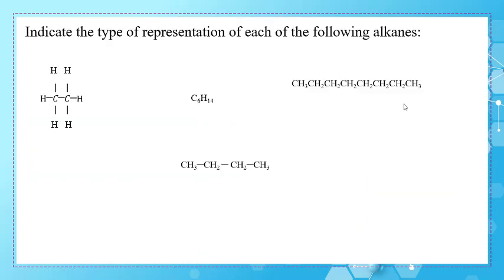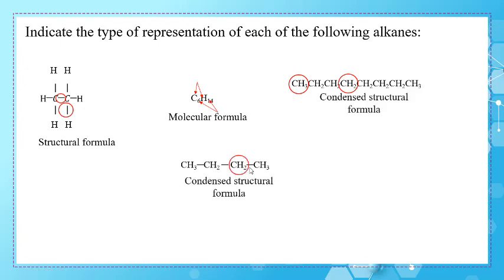Now in this application we have to indicate the type of representation in each case. For the first one, all the bonds between atoms are represented and all the atoms in the molecule are represented, so it's a structural formula. In the second one, only the atoms that constitute the molecule are represented with the index that shows the number of each atom in the molecule, so it's a molecular formula. Here in the last representations, you can see that each carbon with its hydrogens is represented as a group, so it's a condensed structural formula. But in this one, the bonds are not represented. In the next one, the bonds between carbon atoms are represented, so they represent condensed structural formulas. The same for the last one.